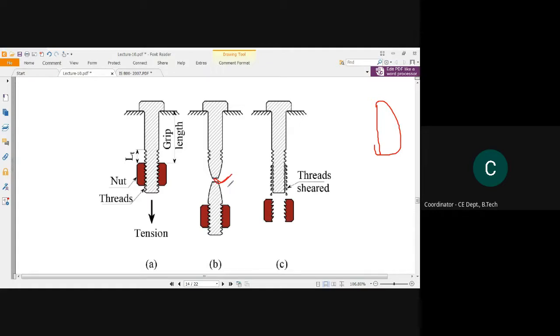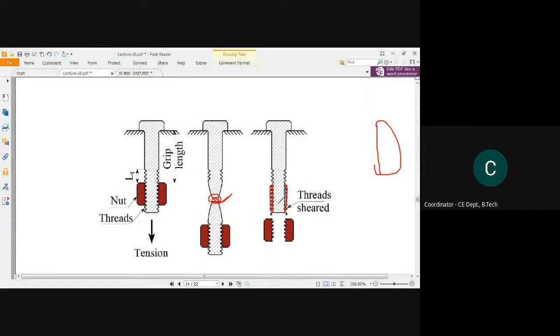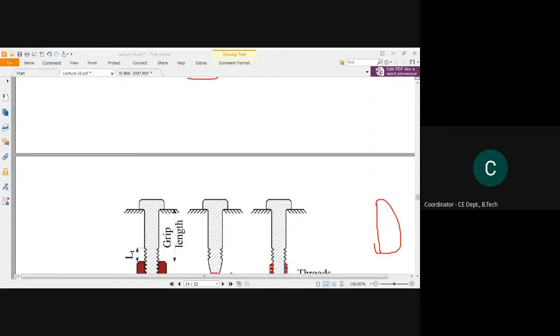So in the case of tension, the failure may occur at that location of the bolt, or the failure may occur by cutting all the thread, that extended part of thread, and the total nut can come out from this bolt. Okay, so today let this lecture go up to this.